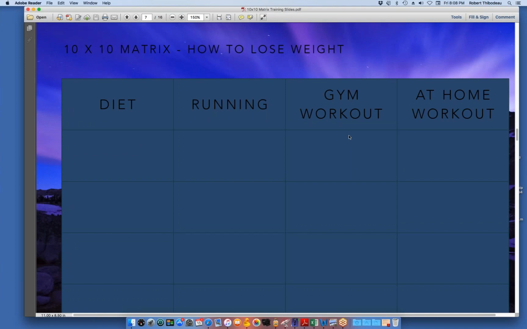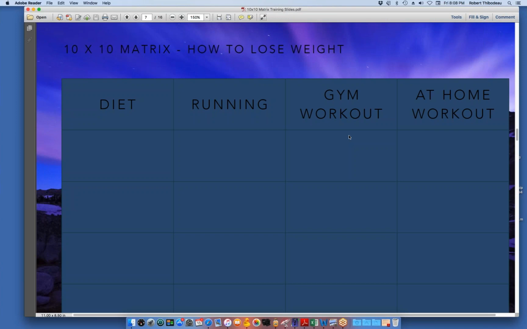Well, there's diet, there's running, there's gym workouts, there's at-home workouts, and you go on until you have 10 all the way across the top. Just for simplistic purposes, I stopped at 4, but you would actually carry this out. Now, if you don't have 10 ideas, that's okay too. You could have a 5 by 8 matrix or a 6 by 6. I found that 10 by 10 is pretty thorough, in depth, and it works well for me. But you do whatever you need to do.